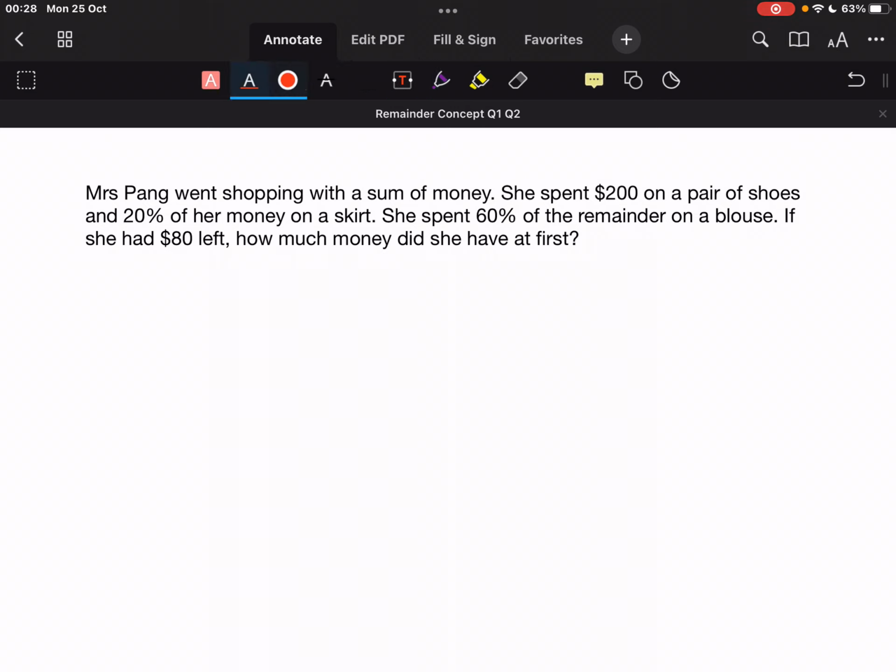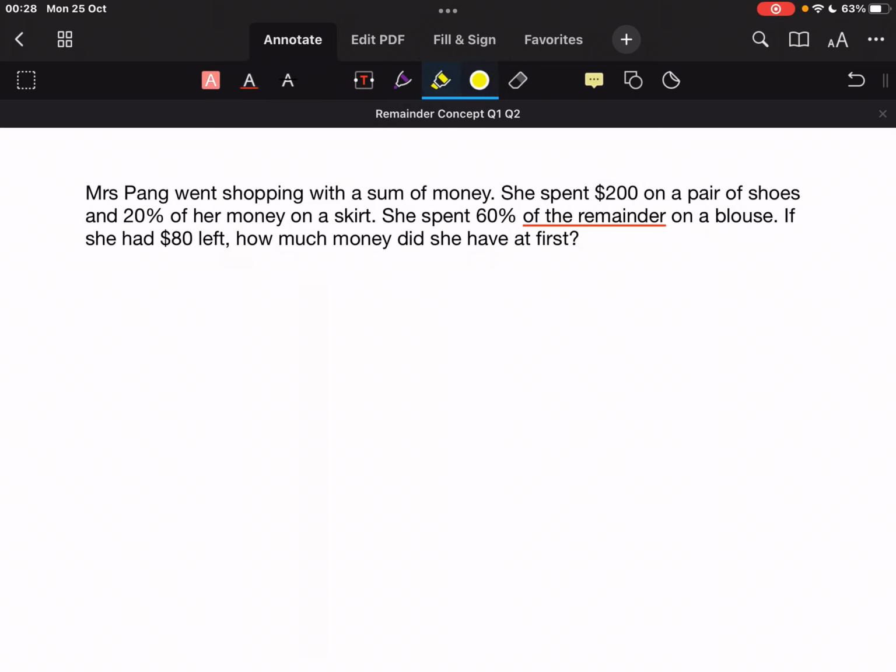Now again, you see the keywords here, right, of the remainder. So this tells you that you need to draw a model with layers, correct? But for this question, it's a little bit special. You need to use working backwards. You need to work backwards to get the answer. Alright, let me show you how.